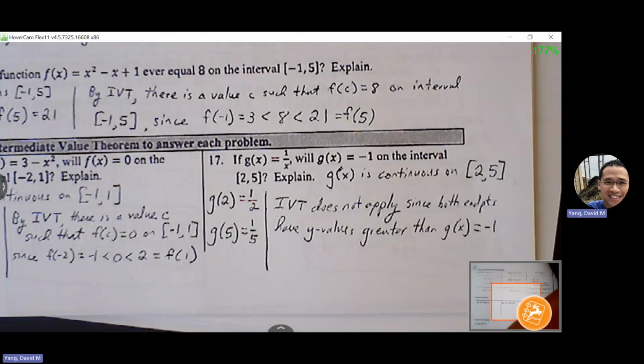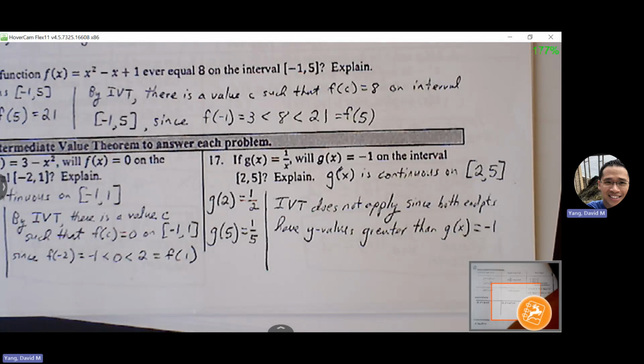Okay, 17, g of x equals 1 over x. There's a potential issue for 1 over x, right? Because we know that 1 over x is not continuous everywhere. But between 2 and 5, we're safe, right? There is a vertical asymptote at x equals 0, but 0 is safely outside of the interval 2 to 5. So our function is continuous on the interval 2 to 5.